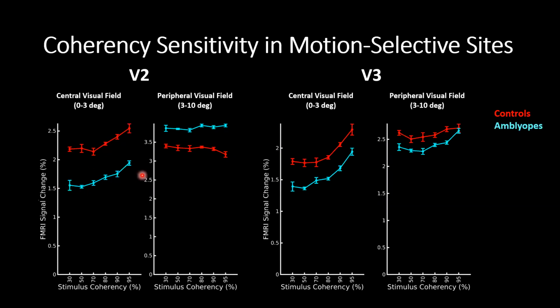All activities are normalized relative to the activity evoked by the stationary stimuli. Here you can see that in controls, coherency sensitivity was mostly limited to the central V2 and V3. Also, the decrease in the level of motion selectivity in amblyopes compared to controls was limited to the central portion of V2 and V3.